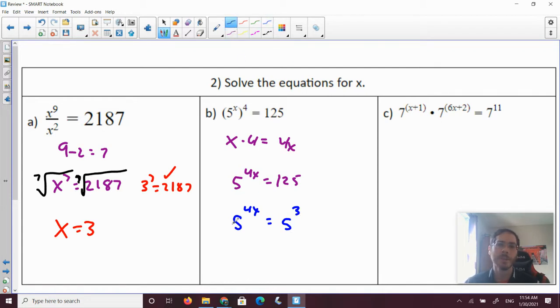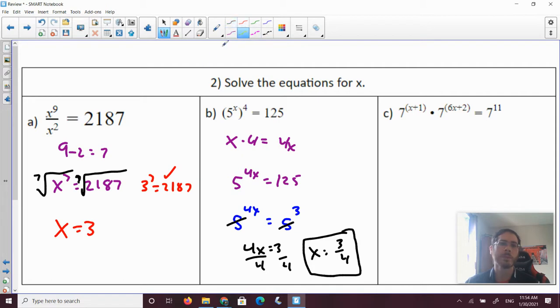Since the bases are now the same, they cancel each other out. So we get 4x equals 3. Divide both sides by 4. And so we end up at 3/4, or if you want, you could say 0.75. Let me circle this 3 over here. Box of 3. All right.